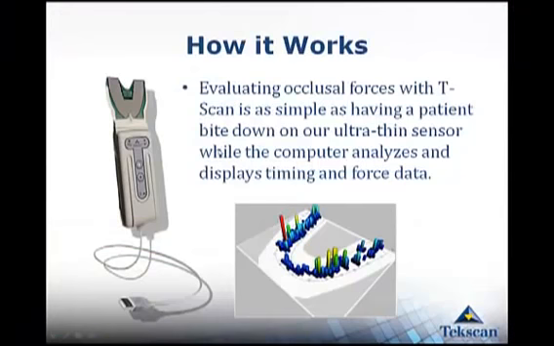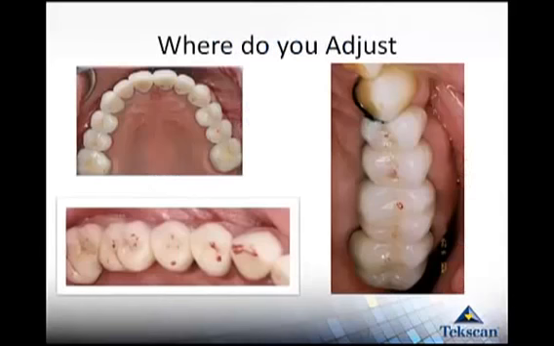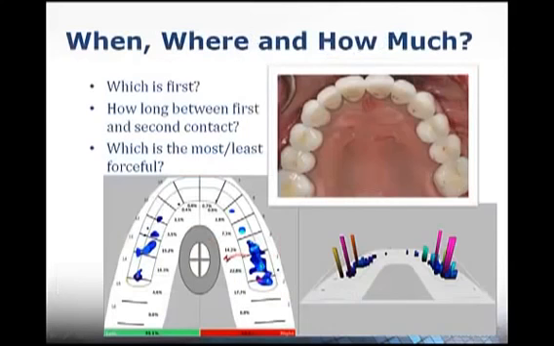So let's go back to the presentation here. So why Tekscan? The traditional occlusal indicators that you're using right now are paper, paste, wax, foil, shim stock, and ribbon. And what that shows you is something like what you see right here, where now you've got to figure out, where do I actually adjust?